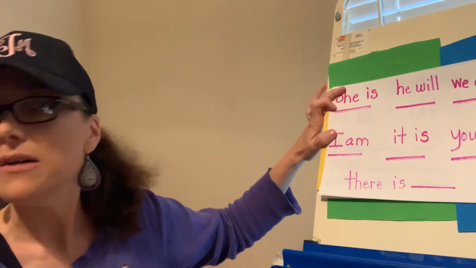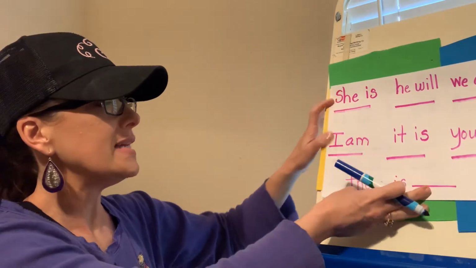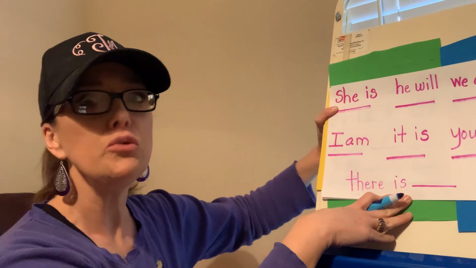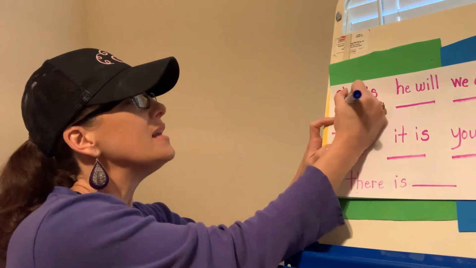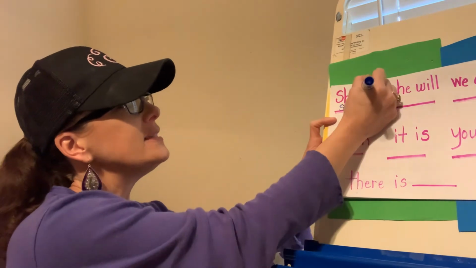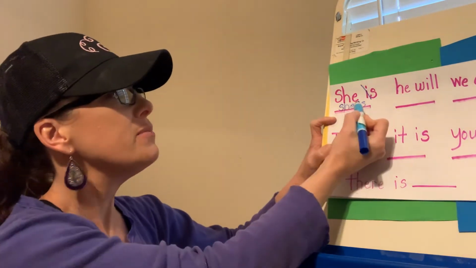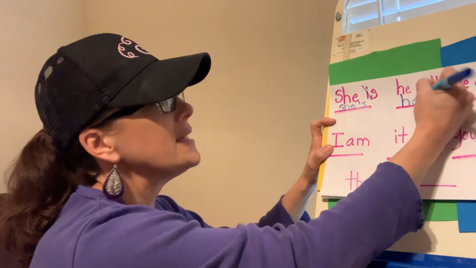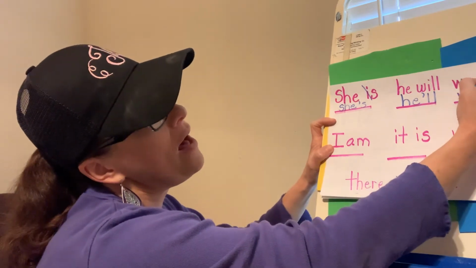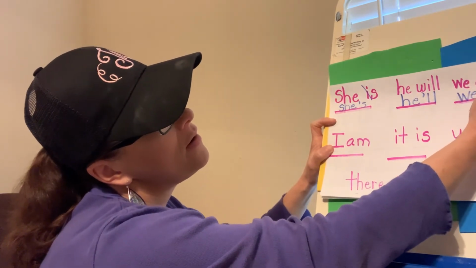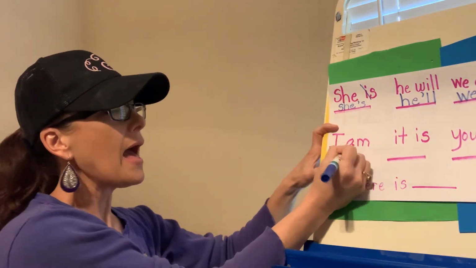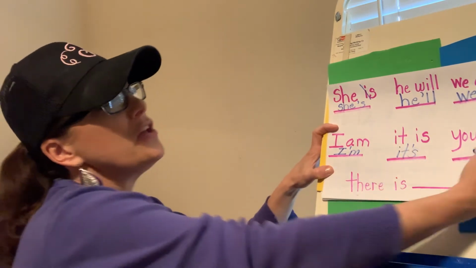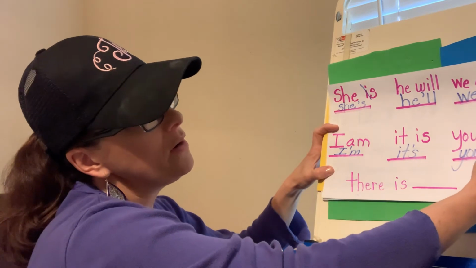Today you're going to learn about contractions when you do your phonics and English paper. So a contraction is one word that takes the place of two words. She is becomes she's. Notice I'm going to cross out the i and replace it with the apostrophe s. She's. He will makes he'll. We are, we're. I am, I'm. It is, it's. You are, you're.